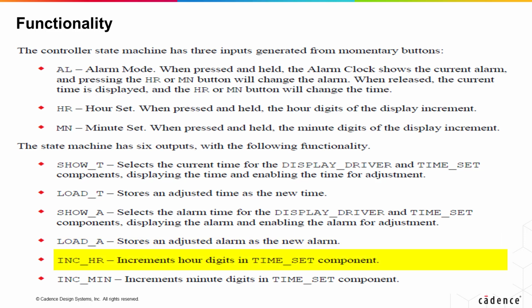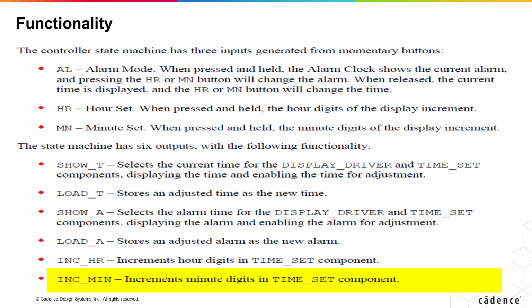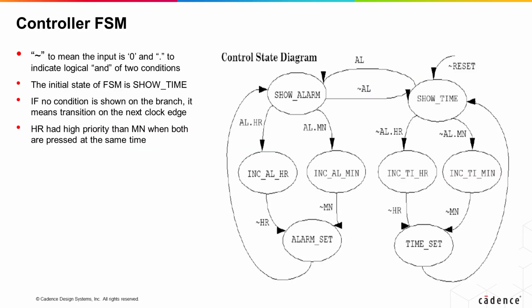If increment_hr goes 1, it increments the hour digits in the time set component. If inc_min goes high, the minute digits in the time set component shall increment. The FSM is positive edge triggered here, and the reset is asynchronous and active low. From the diagram, we see that on reset, the controller is in the state show_time.